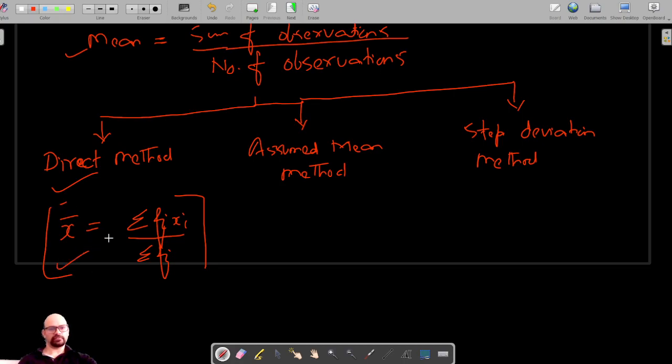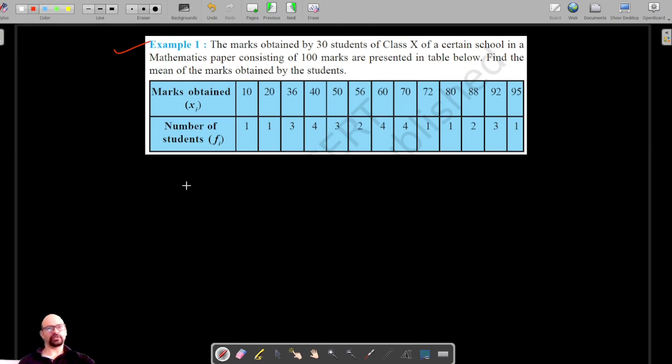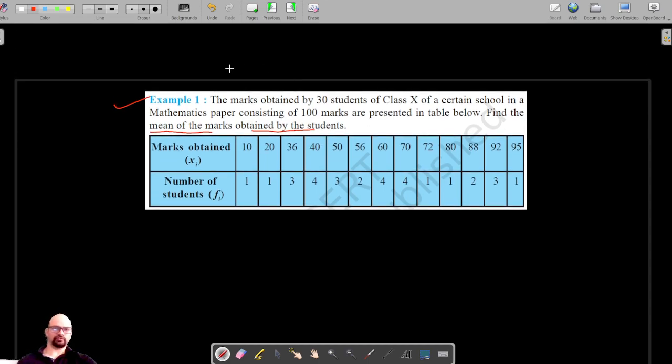Now let's try to solve an example using the direct method, for which let's consider example 1 of the textbook, which says the marks obtained by 30 students of class 10 of a certain school in a mathematics paper consisting of 100 marks are given in the table below. We have to find the mean of the marks obtained by the students. So we are going to use the direct method here.